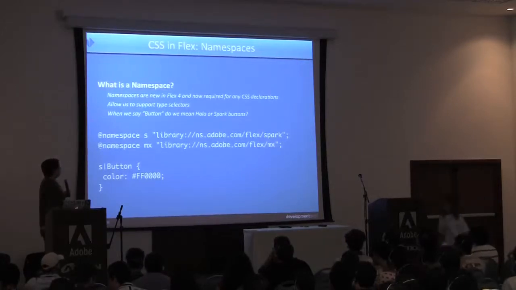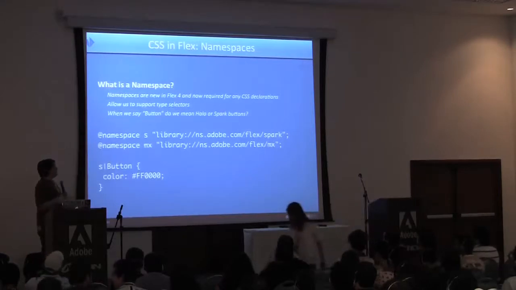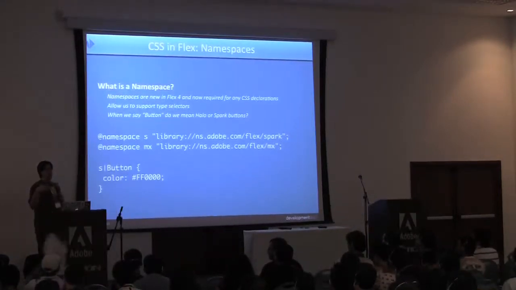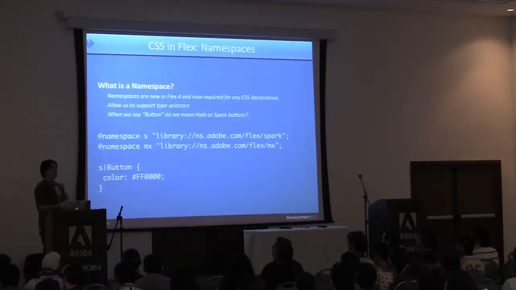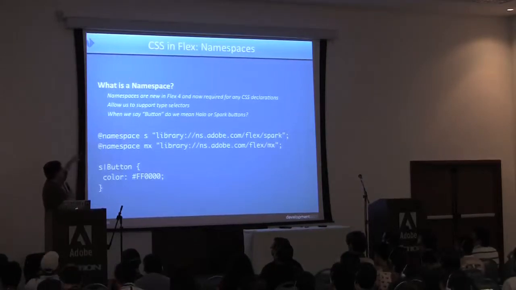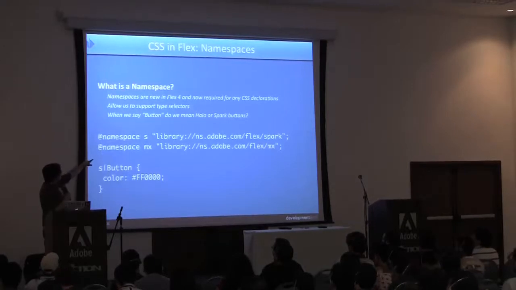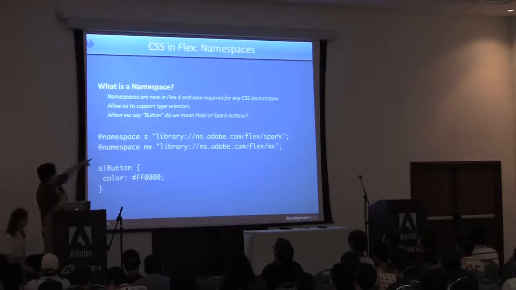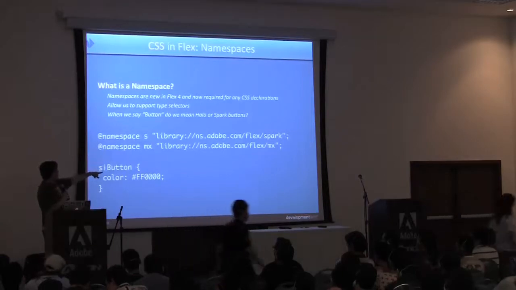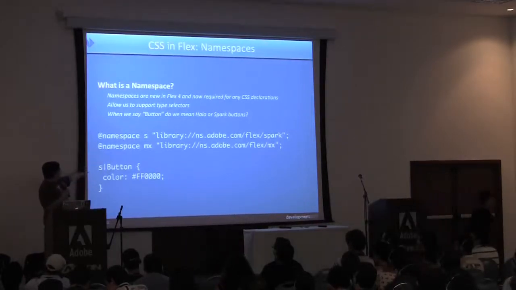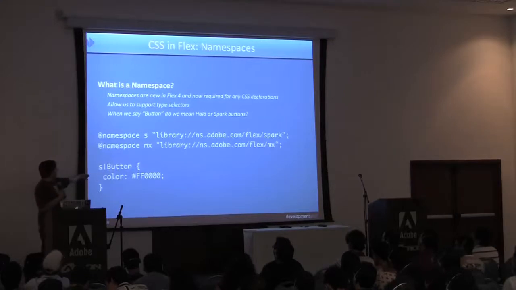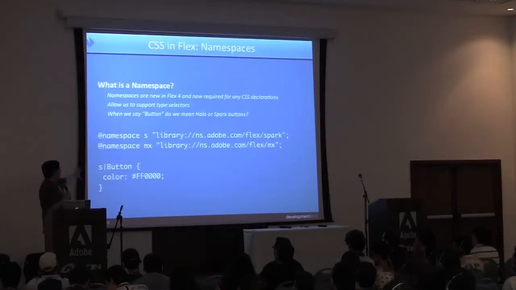So what we end up having to do is this concept of namespaces. So a namespace is kind of like a package. It's a way of saying explicitly which button do I mean to the compiler. So what we do is we have a new syntax in CSS called @namespace. You give it what's called a prefix, and then you point to the package. So in this case, @namespace s is for our Spark, @namespace mx is for our mx components. And then you use this new syntax where it's the prefix, the pipe key, and then the name of the component type. So this is specifically for type selectors. You're going to only use this with type selectors because you need to declare specifically a class that I'm referencing.